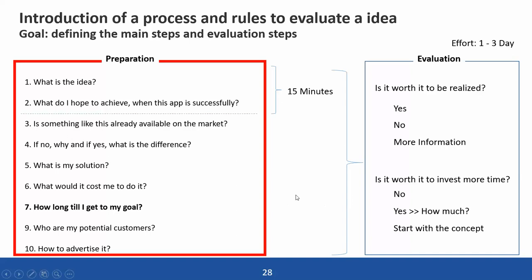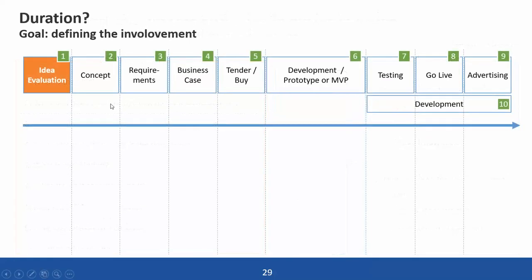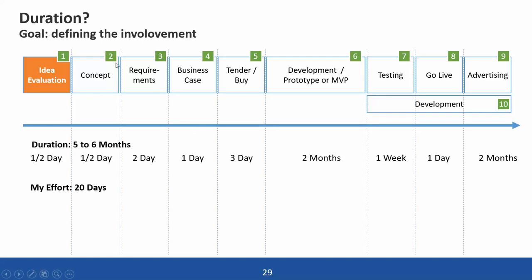So the next step I want to ask myself is how long until I get to my goal. For this I take the whole concept and think about the duration and the effort I need. For the duration I only have to put in the stages and think about how long each will take me. Half a day, 2 days, 1 day, 3 days, this is all in my hands. I think it will take me 2 months to develop it, 1 week to test it, 1 day to go live, 2 months again for some advertising. So until I see the first results, it tells me 6, perhaps 8 months max. I have to be prepared that it takes 6 months to see the first results.